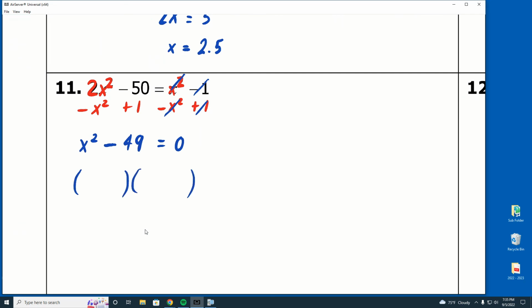What times what gives me x squared? X times x. What times what gives me 49? 7 and 7. What's the rule? One's plus, one's minus, and there are my factors.